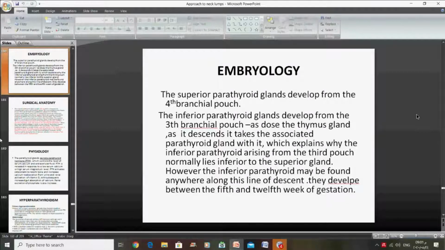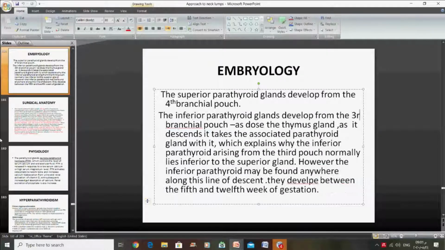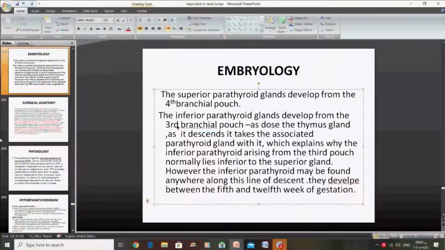The inferior parathyroid gland with thymus develops from the third branchial pouch, and the superior from the fourth. As a result, the superior parathyroid glands are more constant in position, while the inferior parathyroid glands vary in position along the line of the descent from the base of the skull to the superior mediastinum with the thymus. It develops between the 5th and the 12th week of gestation.